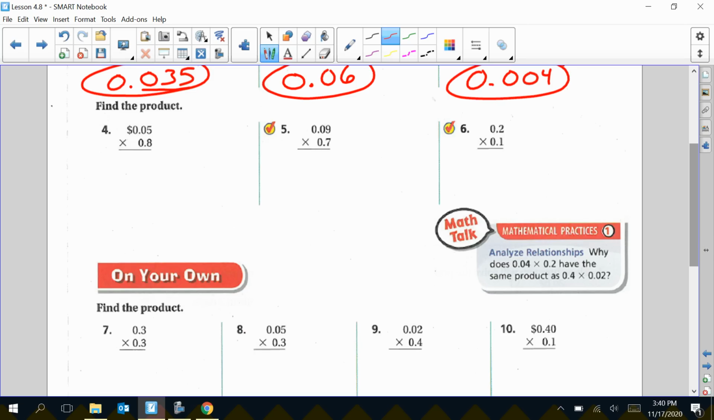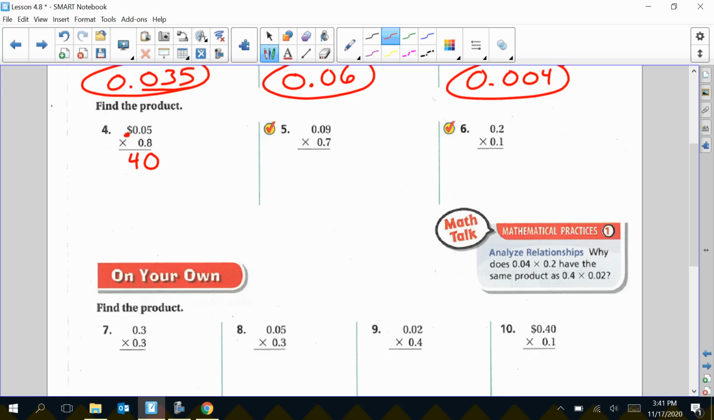Number 4, we're going to keep working. Again, now we have money. So money should tell us that we're only going to have 2 places to the right of the decimal once we get our final answer. So 8 times 5 is 40. I have a bunch of zeros here that I don't really need to multiply all of this out. Now you can go ahead and do 8 times 0 and then carry your 4.